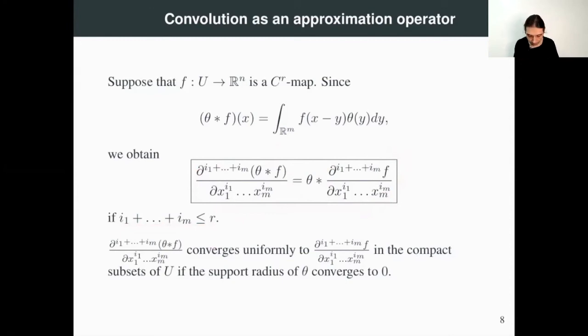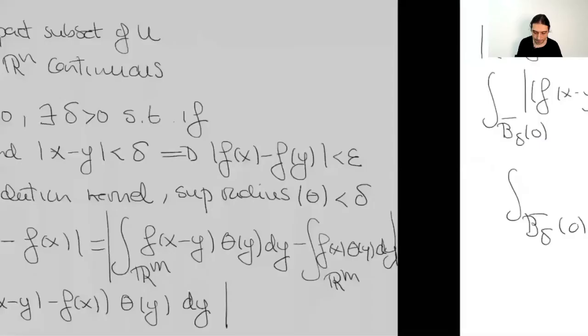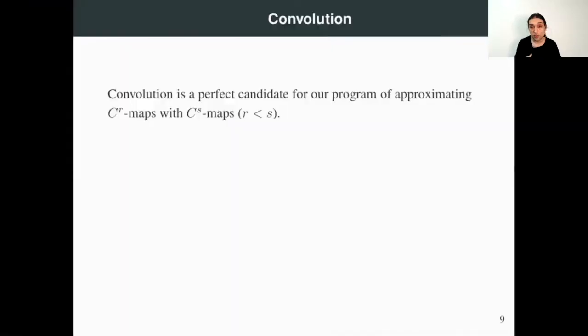Okay. So this is interesting because the derivatives of order up to R for the convolution approximate very well the derivatives of order up to R of f. So convolution, because of our previous discussion, is a perfect candidate for our program of approximating CR maps with CS maps. Indeed, we can approximate CR maps with C-infinity maps.